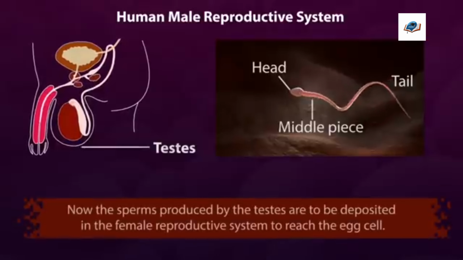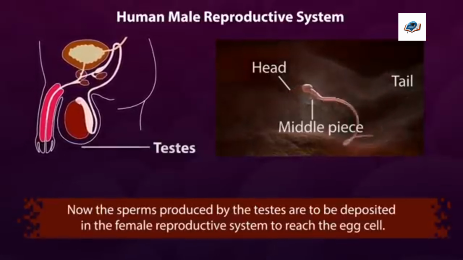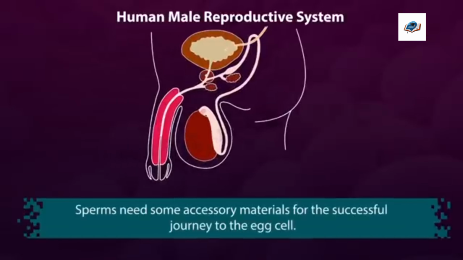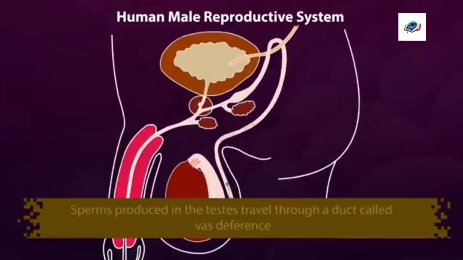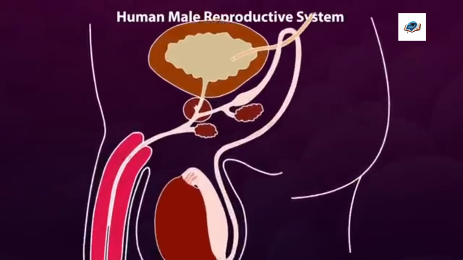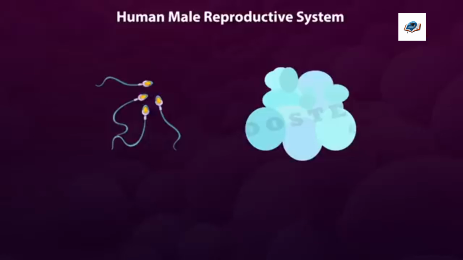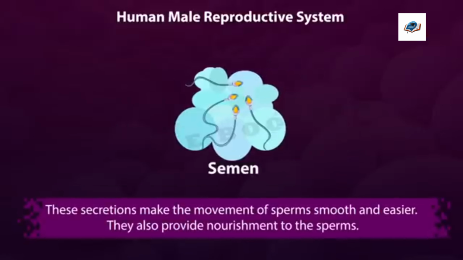Now the sperms produced by the testes are to be deposited in the female reproductive system to reach the egg cell. Sperms need some accessory materials for the successful journey to the egg cell. Sperms produced in the testes travel through a duct called the vas deferens. At this point, the secretions from seminal vesicles and prostate gland are added to the sperms. These secretions and sperms together are called semen. These secretions make the movement of sperms smooth and easier. They also provide nourishment to the sperms.